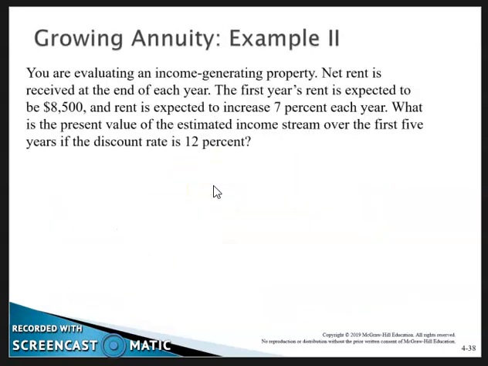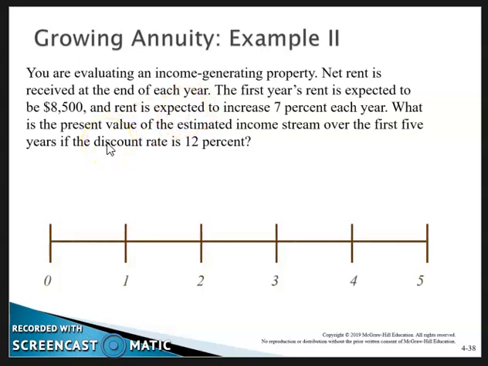Another example of a growing annuity. So you're evaluating an income generating property. Net rent is received at the end of each year. First year's rent is $8,500. Rent is expected to increase at 7% each year. What is the present value of the income stream over the first 5 years if the discount rate is 12%?